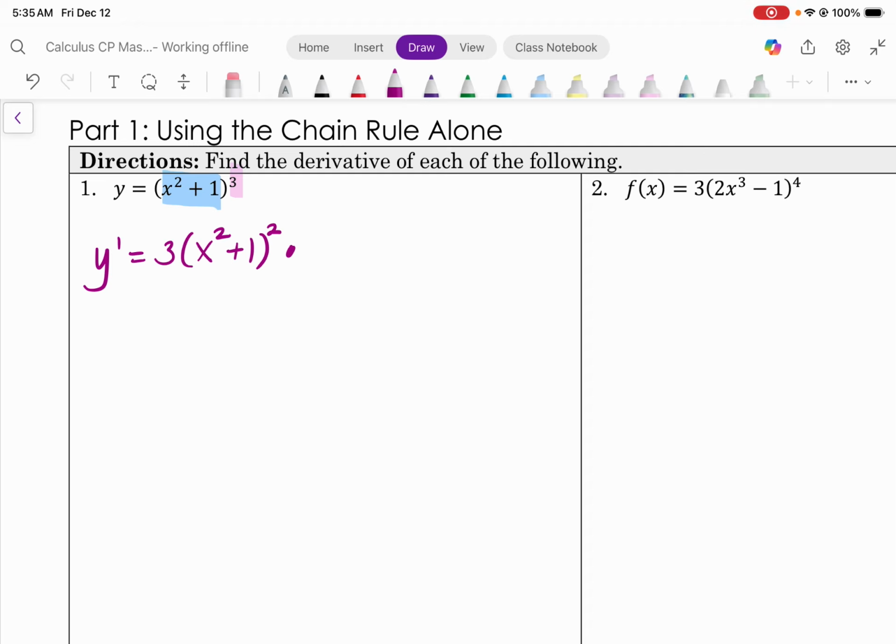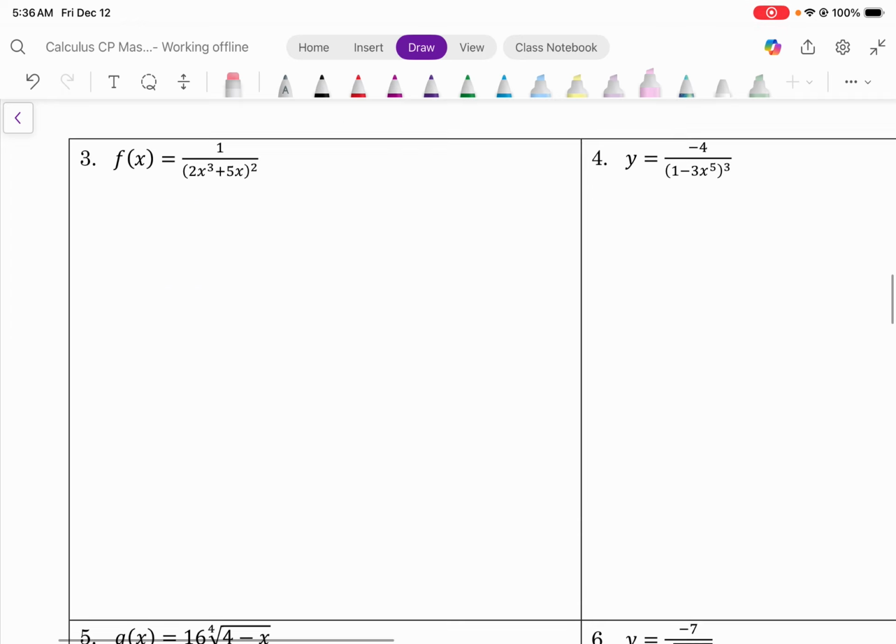Now the derivative of that blue part is 2x. I then multiply together what's in the front and the back to make it a nice simplified version, and I get 6x times x squared plus 1 squared. And that is your answer using chain rule. If you would prefer to check your answer using the power rule by expanding that out, you can, but it's not needed anymore. Let's look at an example like number 3.